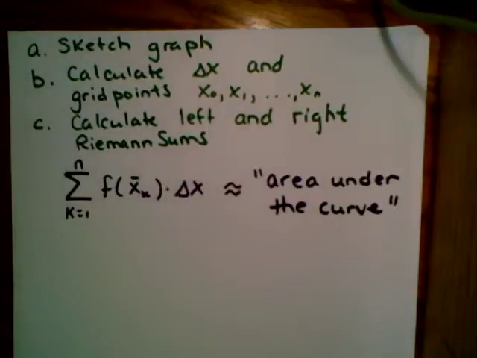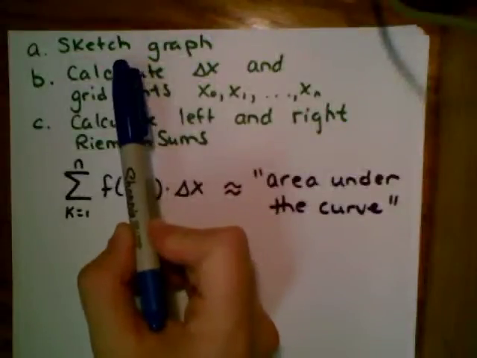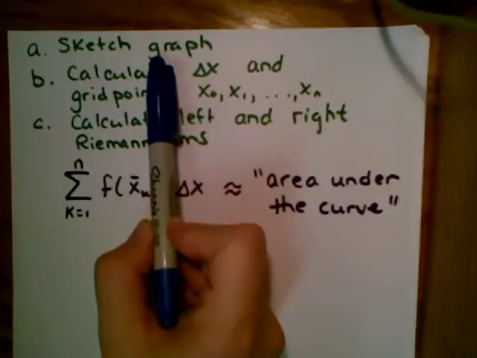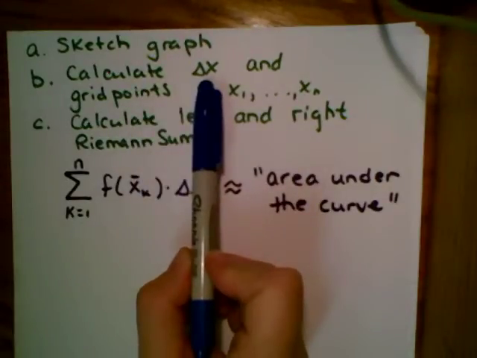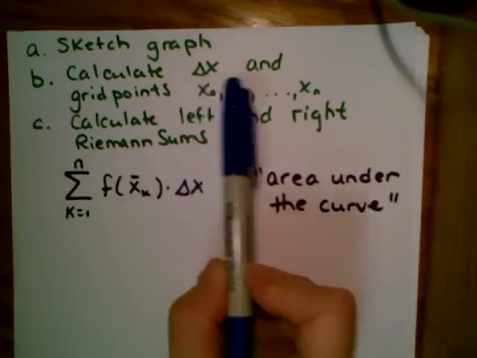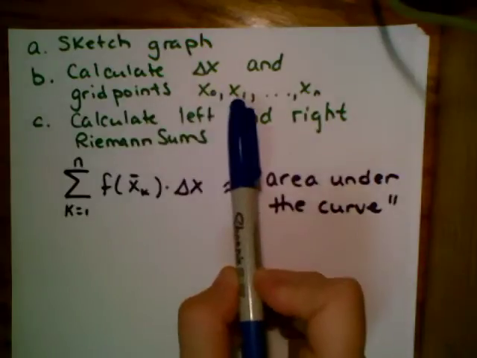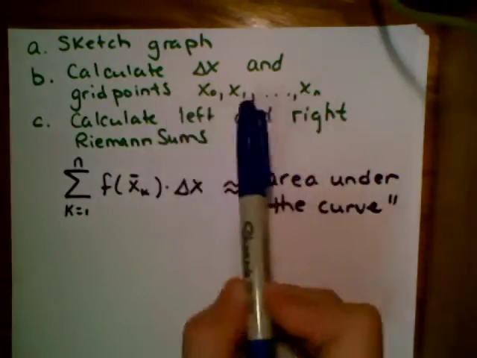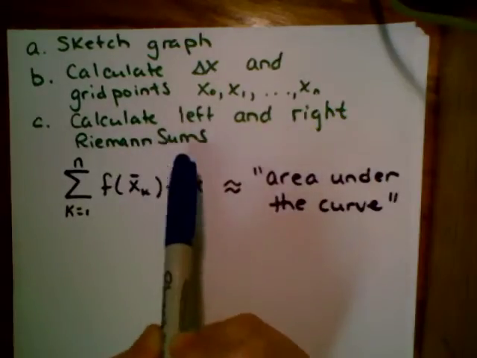Welcome back. We're going to continue our work with Riemann sums. In this example, we're going to break down the process of writing down a Riemann sum. We'll first sketch a graph of the function under consideration, take time to calculate delta x, the width of each rectangle, and even talk about the grid points, the left and right endpoints of different subintervals. Then we'll calculate the left and right Riemann sums.